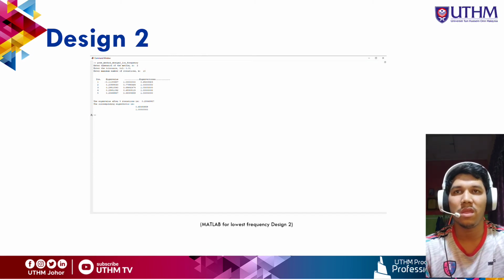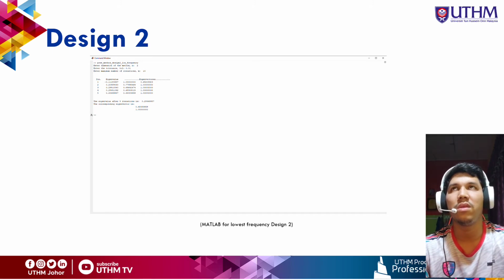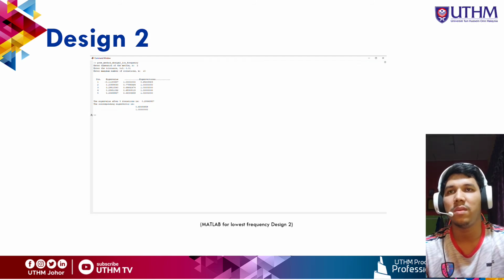The next one is design 2. For design 2 we use the same method, but there is some change in the K inverse and M values, because both of the isolators use the same value. We use the same method to calculate: for the low frequency, we just need K inverse multiplied by M multiplied by X.